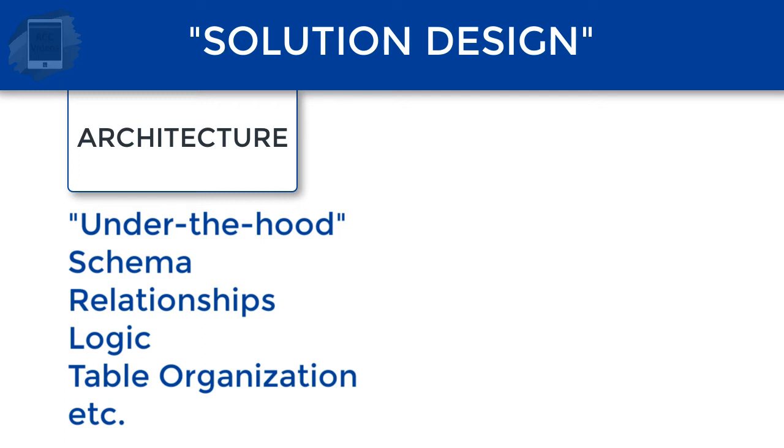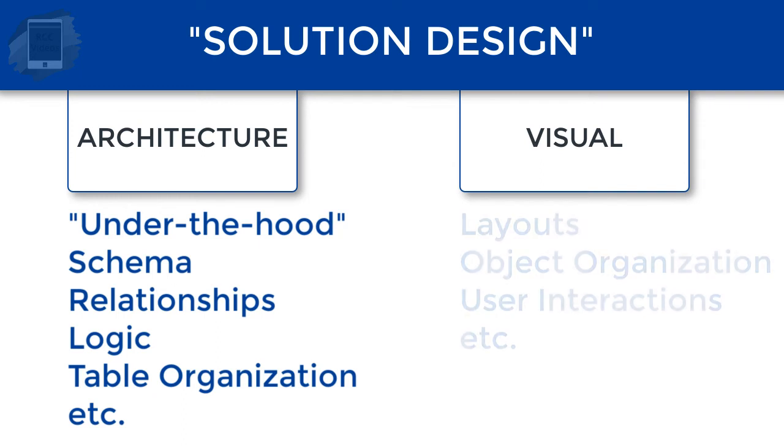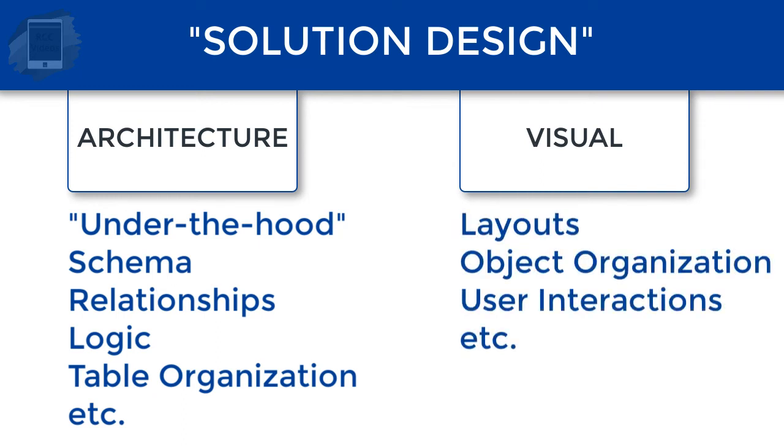And then you have the design itself: the layout, the organization of objects on the layout, how the user manipulates data, how the user goes back and forth, and shows and loads things and changes things. So this is the visual design, and you have your architecture for the back end.